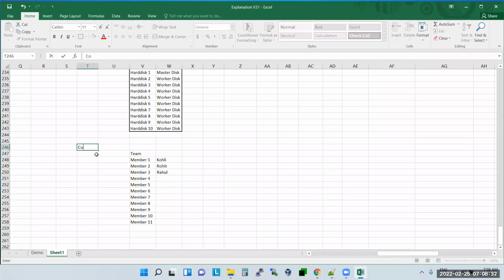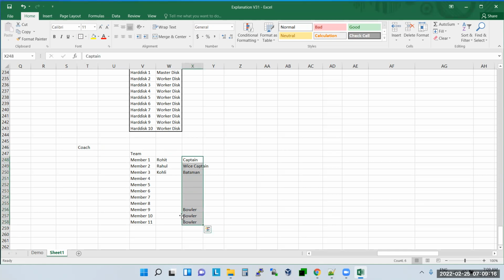If I ask the coach, what will he say? Who is he? Captain. Otherwise I'll put Rohit here, Rahul here, Kohli here. If I ask the coach, he will say he is captain, he is vice captain, he's the batsman, he is a bowler. Like this, the coach will say that.